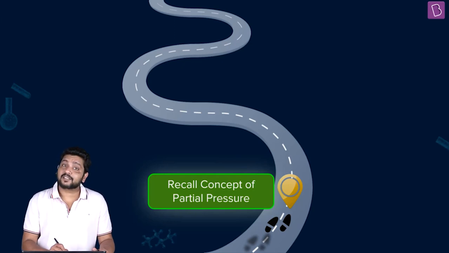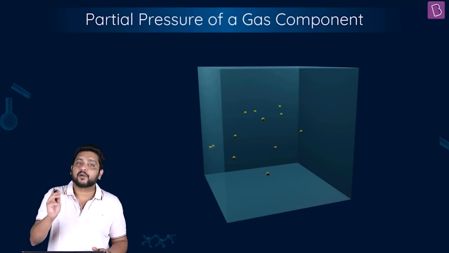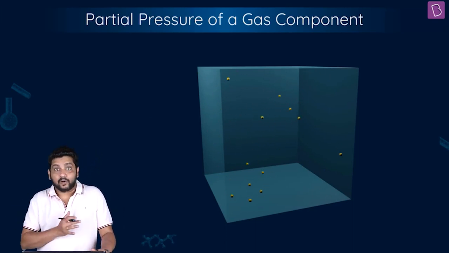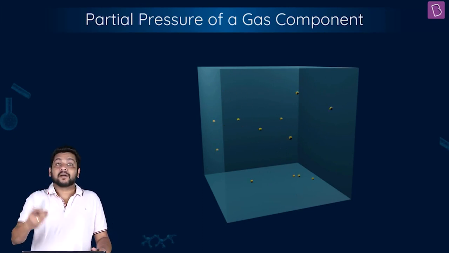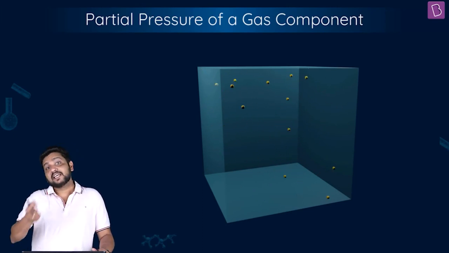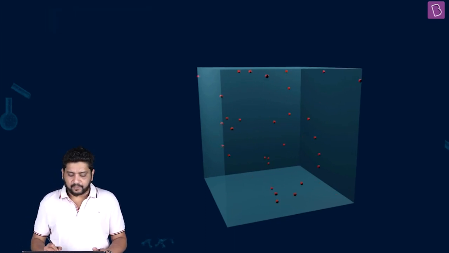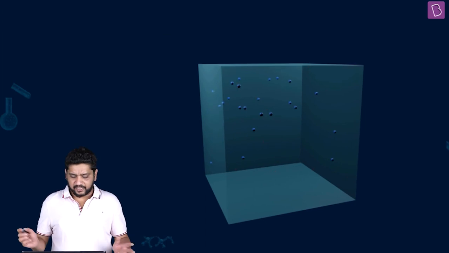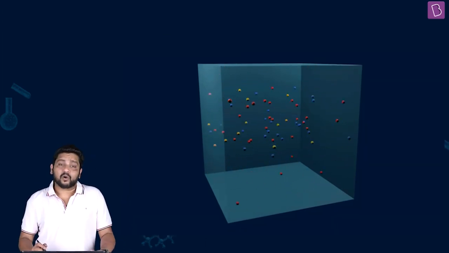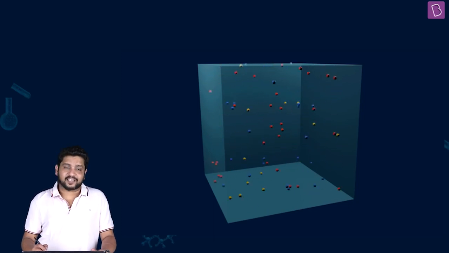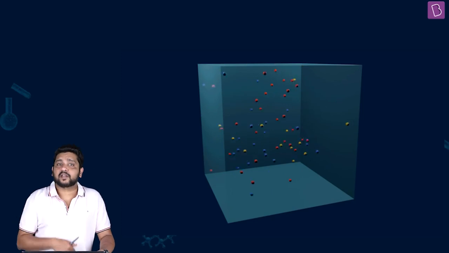So what is partial pressure? Partial pressure is pressure exerted by one gas component, right? So if you have a gas mixture, non-reacting gases, the individual pressure exerted by one particular gas is called its partial pressure. And let's say we have a mixture like one yellow gas, one red gas, and then there is another blue gas also, and we mix all of these. What we see is that the total pressure in this case will be equal to pressure due to yellow plus pressure due to red plus pressure due to blue.